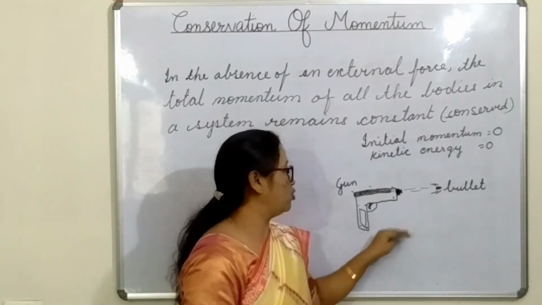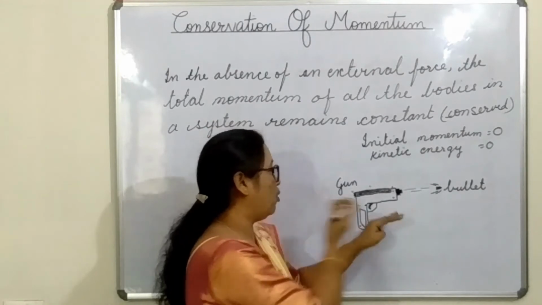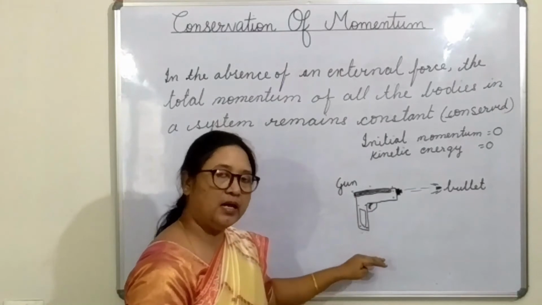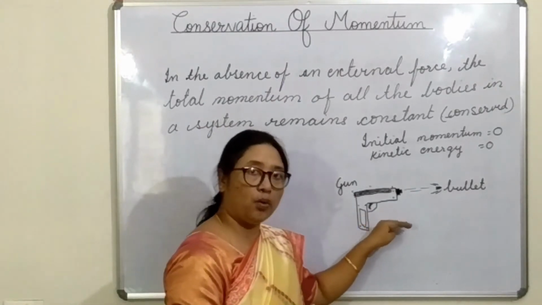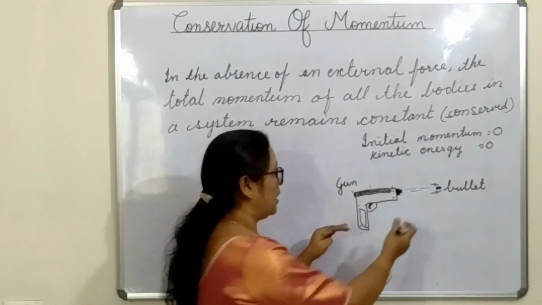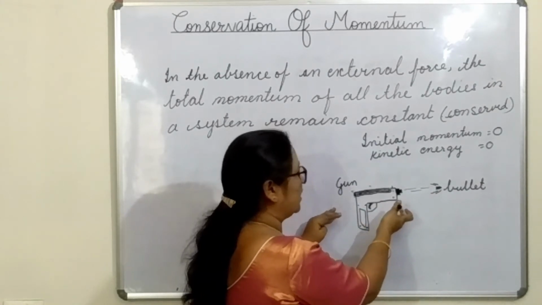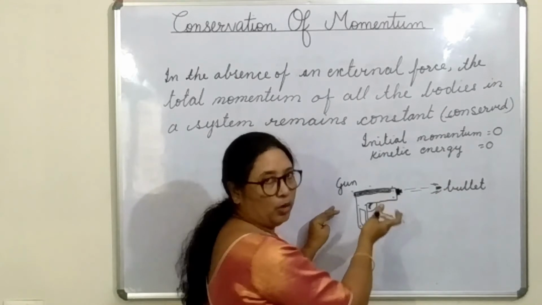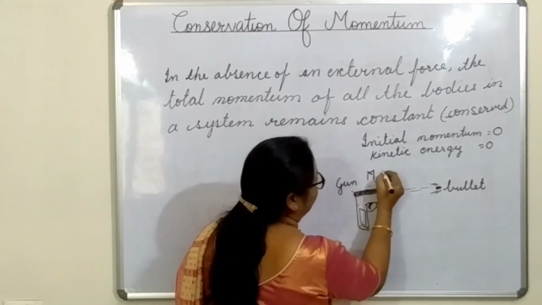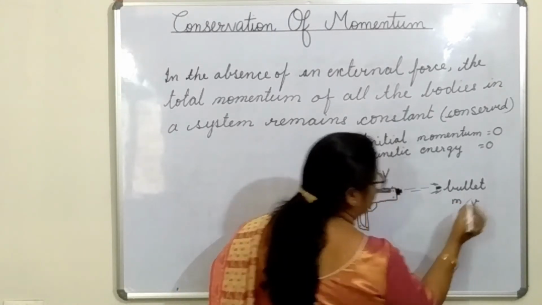So, to conserve the momentum, what is necessary? That the momentum of the bullet when fired should be equal to the momentum of the gun. This is possible only when the gun moves with a velocity in the direction opposite to the bullet. Suppose the mass of the gun is capital M, velocity is capital V. Mass of the bullet is small m, velocity is small v.